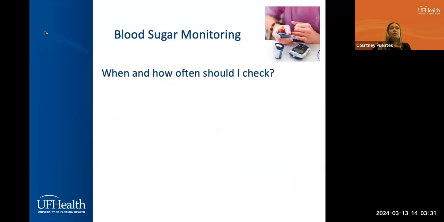So with traditional monitoring, a lot of questions we get is, how often should I test? Well, number one time that you want to check is fasting, before you eat breakfast. So that's after the longest period you've gone without eating, waking up first thing in the morning. The target for people with diabetes is a blood sugar range of 80 to 130.